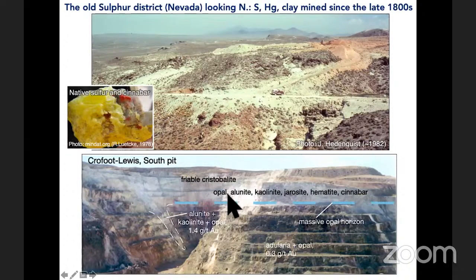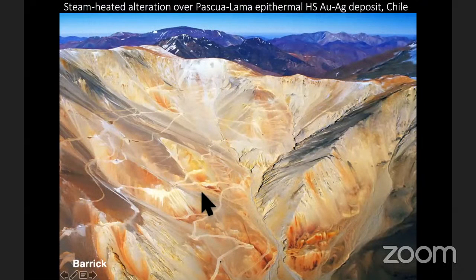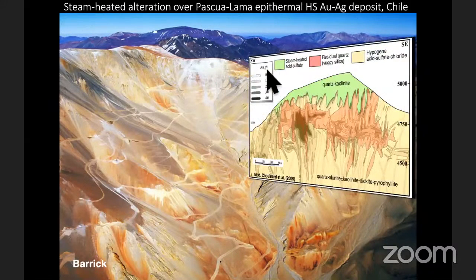Actually, during the 1980s, this was the top mercury producer in the United States, believe it or not. Mercury entirely from within the steam heated zone, a very, very thick steam heated zone. And I'm going to go to what is probably the best example of a steam heated alteration above an epithermal system in the world. This is Pascua Lama.